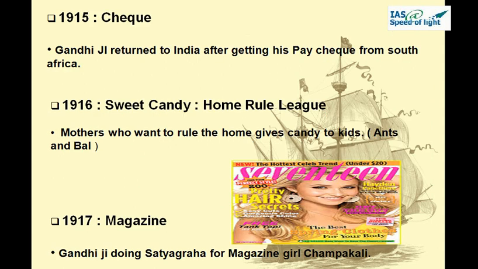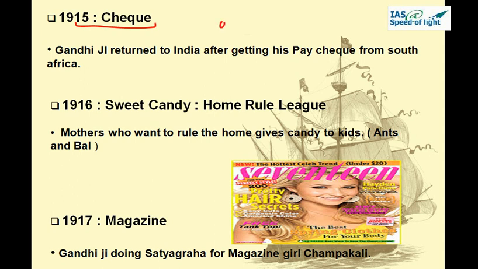1915. 15, our picture is of a check. We get our payment checks on the 15th of every month. Okay, this is how we related. 1915, 15 becomes the check. So Gandhiji returned to India after getting his paycheck from South Africa.